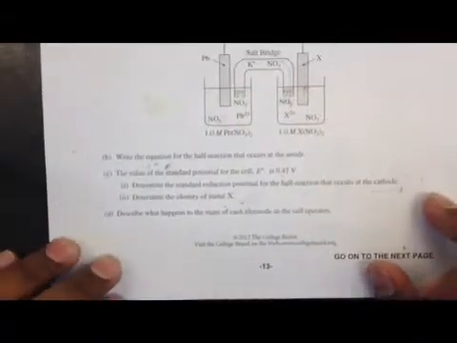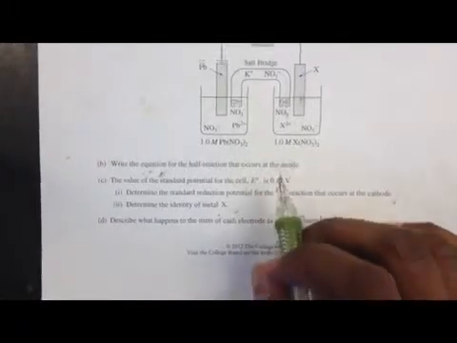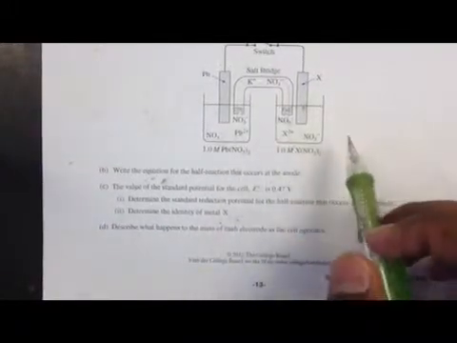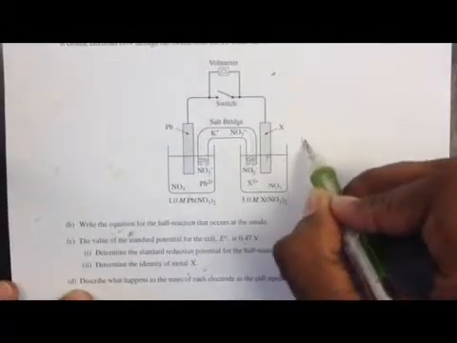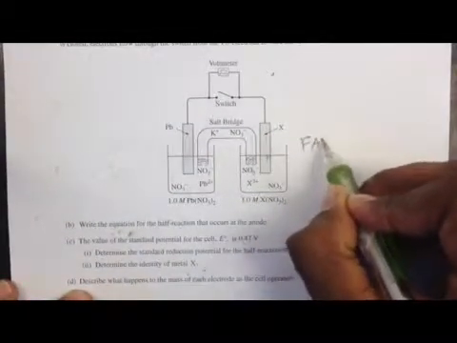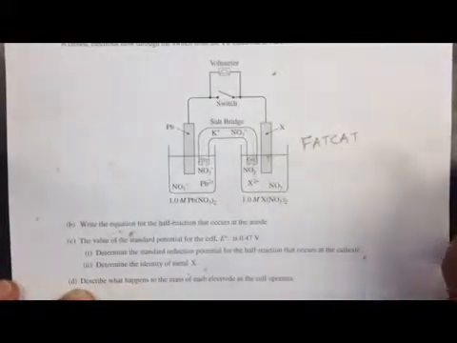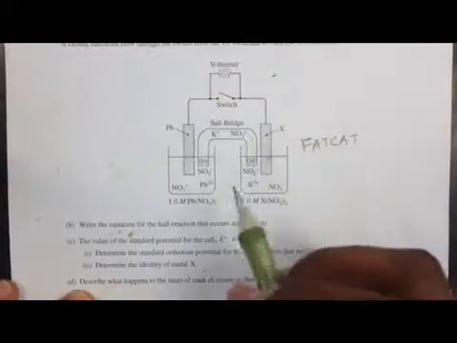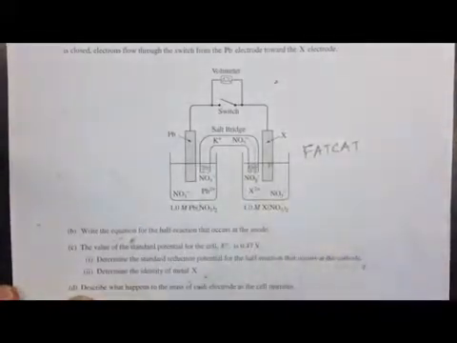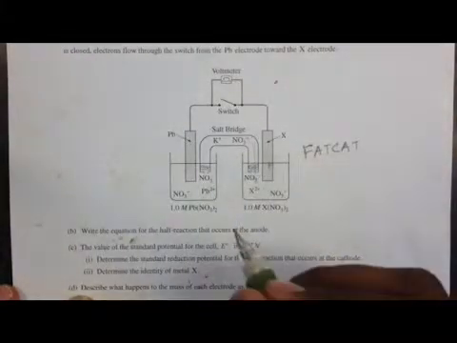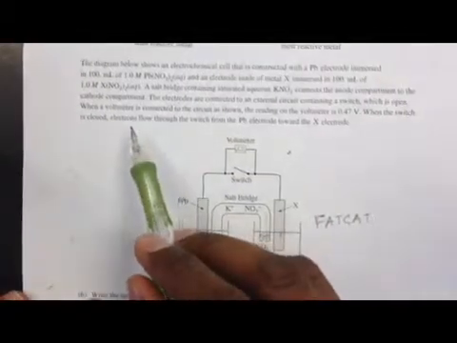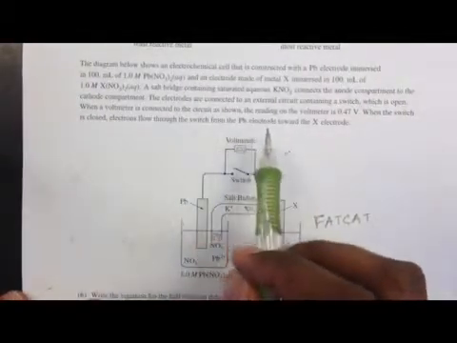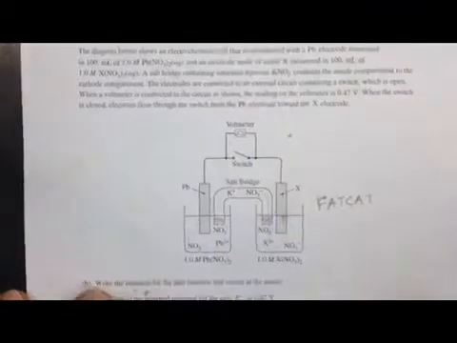For problem B, we need to find the half reaction that occurs in this reaction. And if we remember FAT CAT, which stands for from anode to cathode, we realize that the anode is lead because in the problem it says electrons flow through the switch from the Pb electrode towards the X electrode.